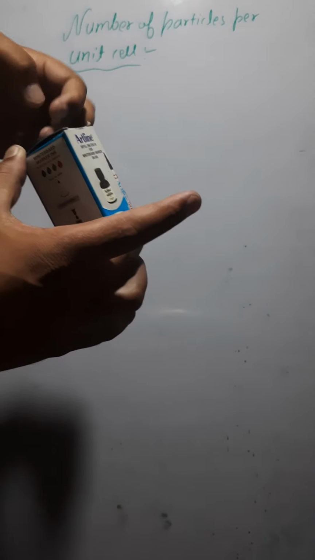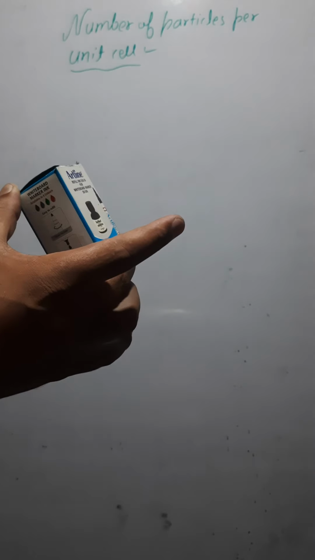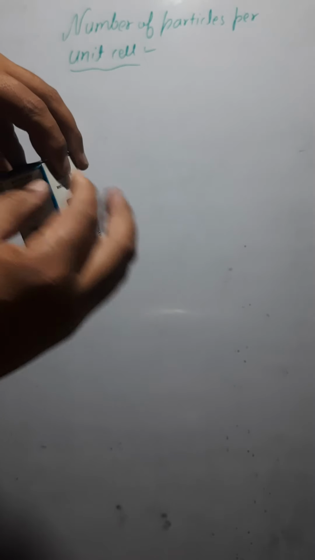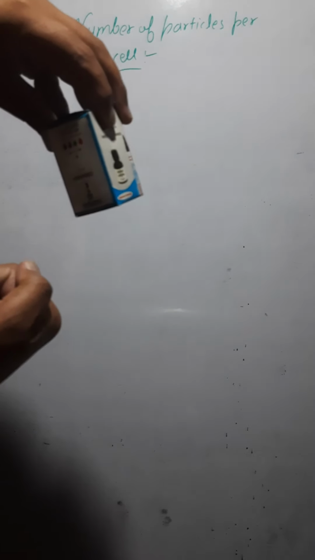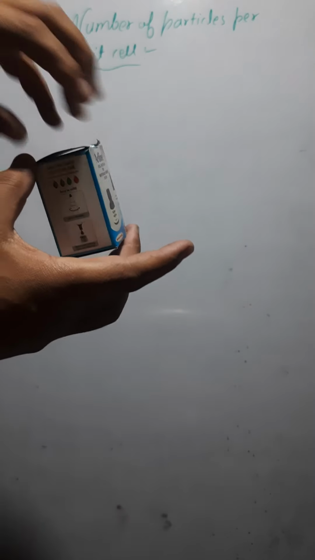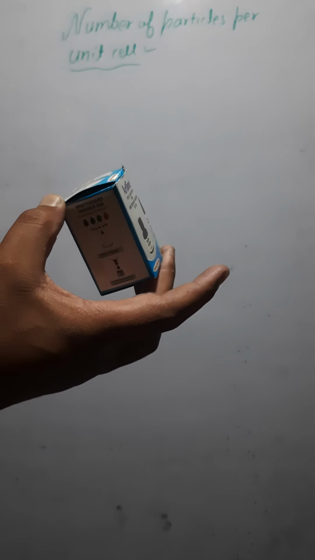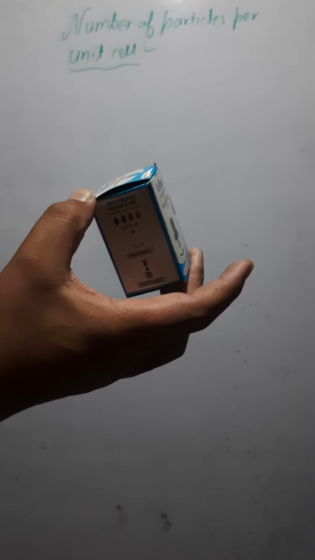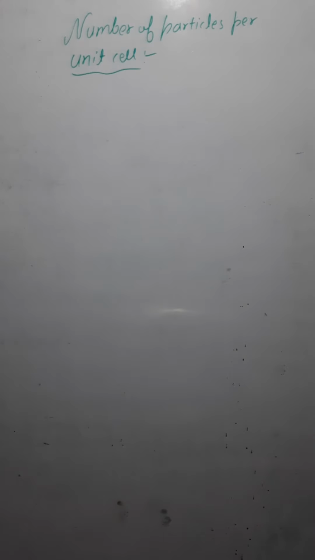So the particles on the body diagonal would also have a contribution of 1, because they would not contribute to any other cell, isn't it? So their contribution to each unit cell would also be 1. That is what we have to understand first to solve questions related to finding the number of particles.